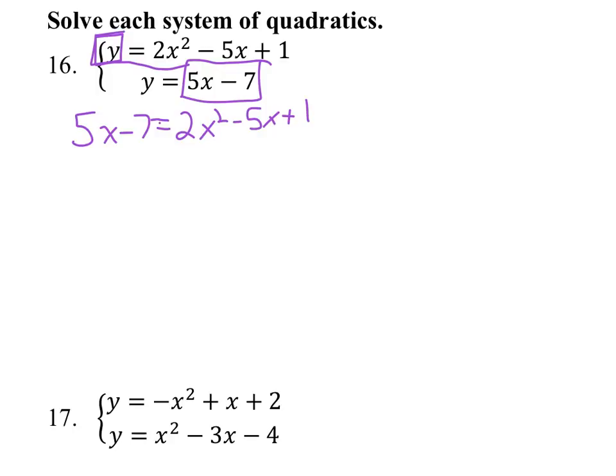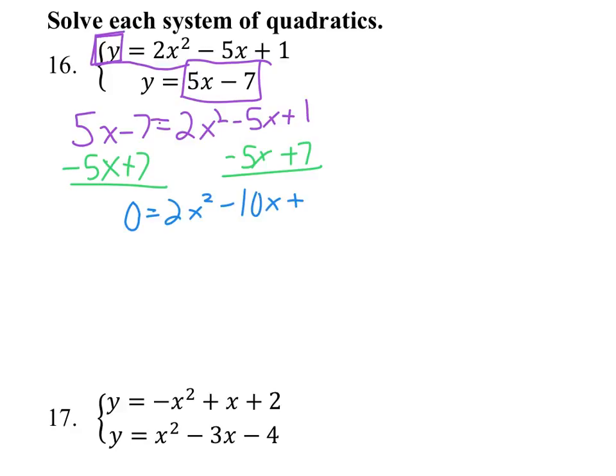And I want everything on the same side. I like the 2x squared being positive, so I'm going to subtract that 5x, and since I'm busy doing that, I'm going to add the 7 at the same time. So subtracting 5x, adding 7. All right, here we go, new color. 0 equals 2x squared minus 10x plus 7.